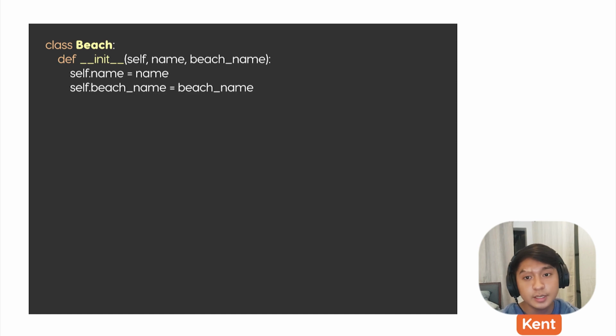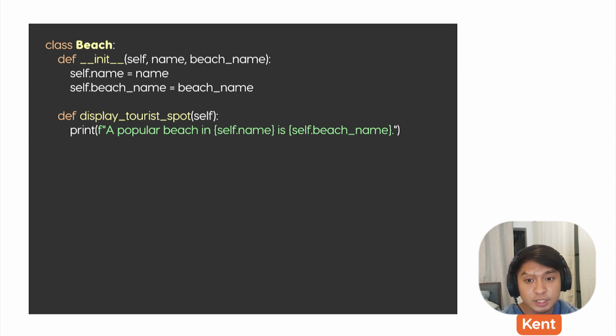Now for the application. Let's add another class to our code example. We'll now define a new class named Beach. This class is not inheriting from any other class and has its own constructor and method. Next, we define a method named displayTouristSpot in the Beach class. This method has the same name as a method in the TouristSpot class, which we discussed under inheritance.